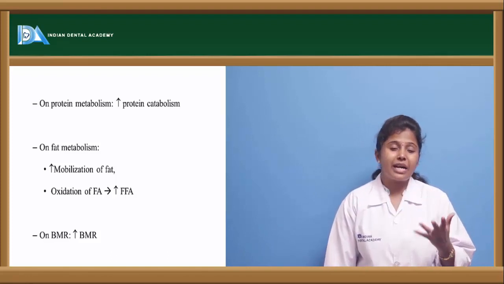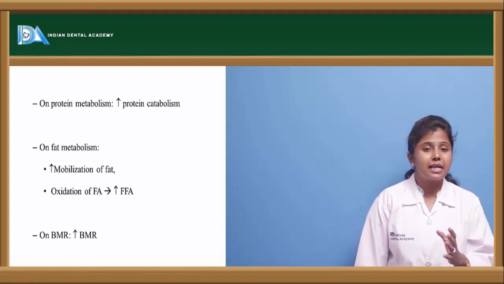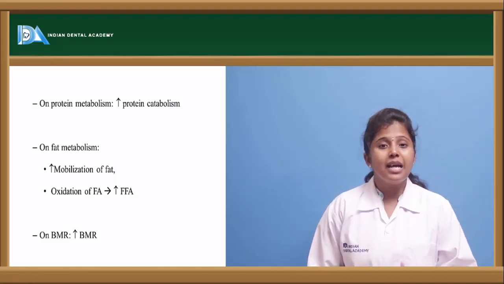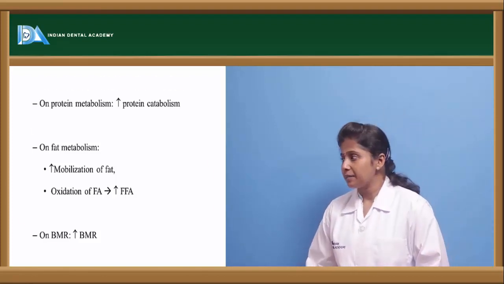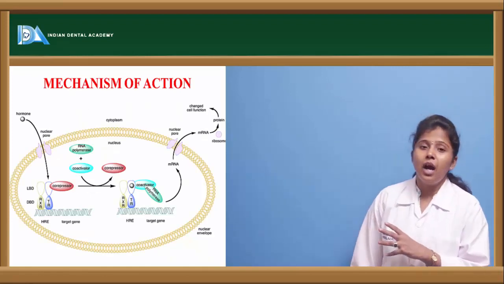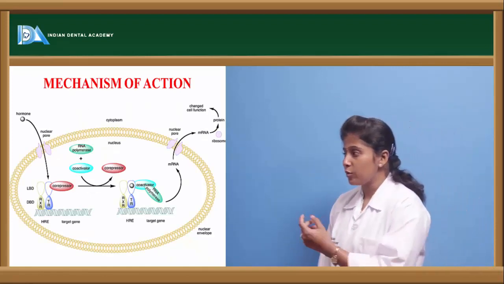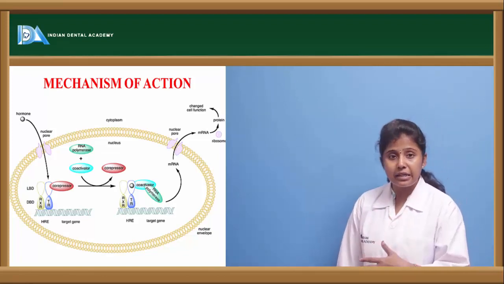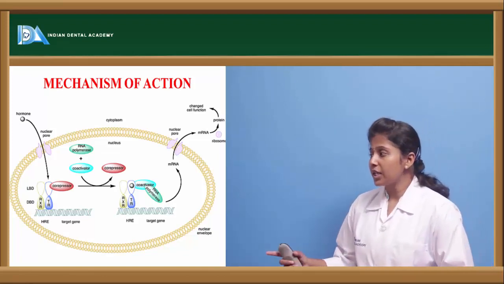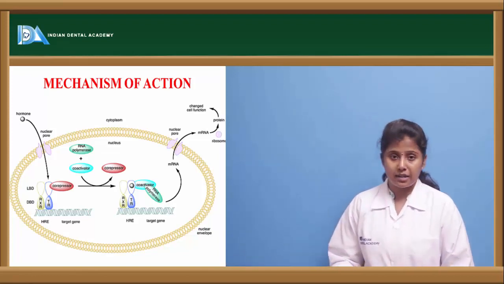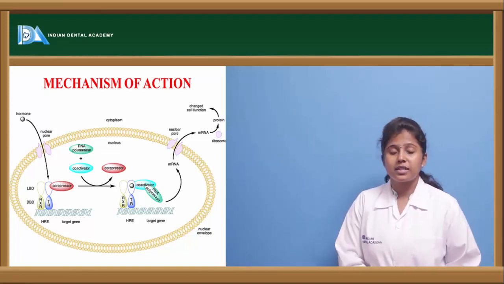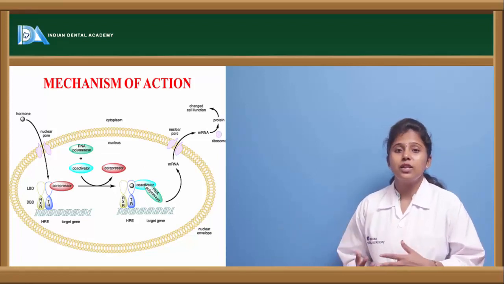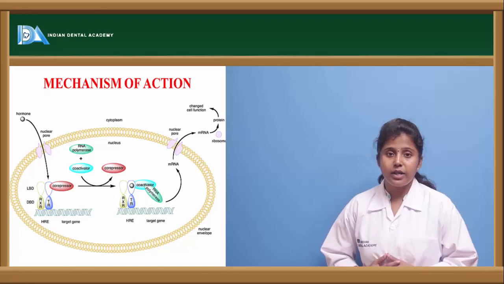So once these fatty acids and proteins are getting catabolized and forming the metabolic products, it increases the body's metabolic rate. Here we can see the mechanism of action of thyroid hormone. This thyroid hormone, that is T4 or T3, once it enters the body, it binds to the thyronin receptor, that is the TR receptor, and on stimulation of this receptor, it leads to the various actions of this thyroid hormone.